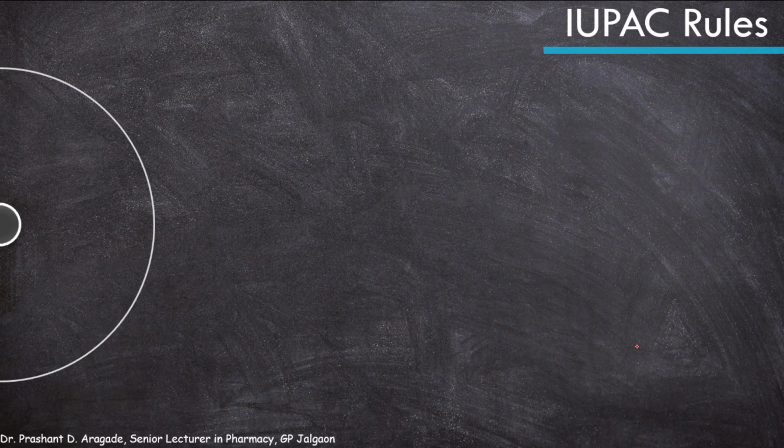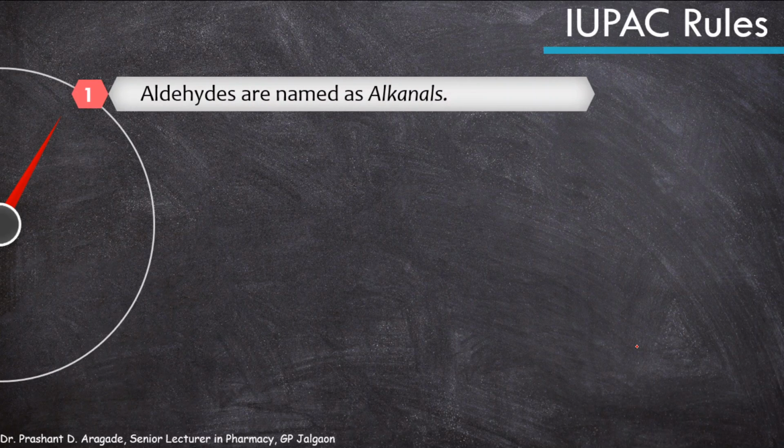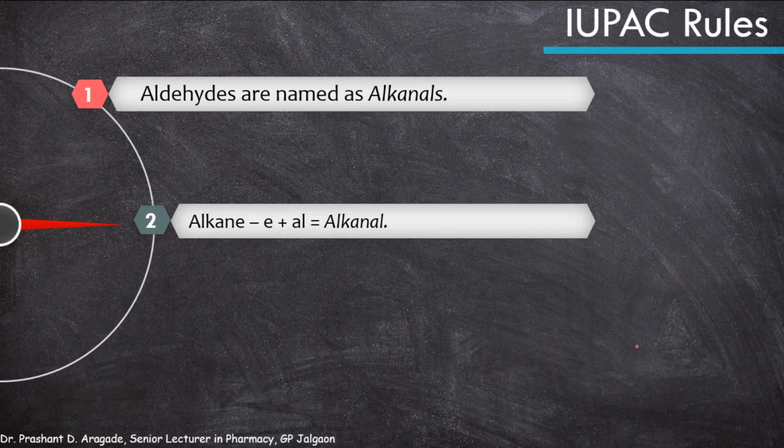So let's discuss the IUPAC rules for naming aldehydes. In the IUPAC system, the aldehydes are named as alkanals, that is, the suffix "al" is used for naming the aldehydes. So we have to just drop or replace the E of alkane with Al. So just minus E from alkane and add Al, then it becomes alkanal.